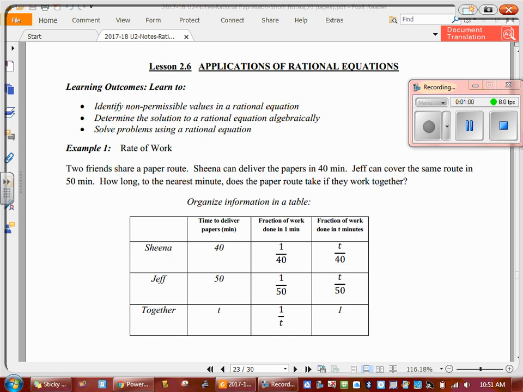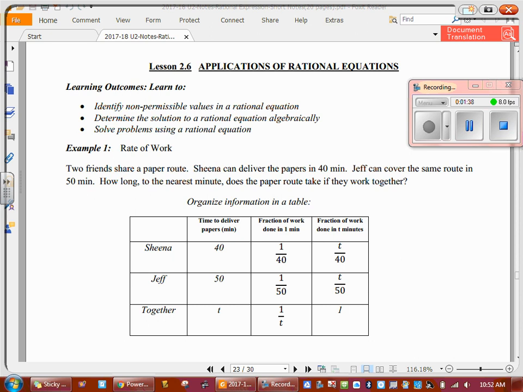Well, basically we're going to set up our information in a chart. So you're going to see the information here. They've got Sheena, Jeff, and then together how much they can do. So she delivers her papers in 40 minutes, he in 50 minutes. What is the fraction of work? Well, she's done her route in 40, he's done his route in 50. So time over amount, time over amount. Now, what is the 1 equal for together? Yes, that's one job, not one thing. Exactly. It's the one whole job done.